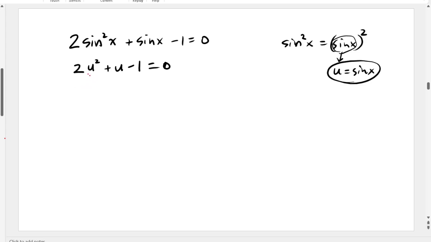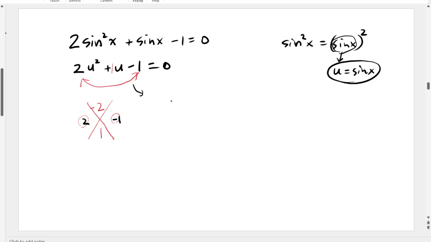We could do like the AC method. Let's do the AC method. The AC method says we multiply the very first and the last, which is -2. There's a 1 that's hiding in the front. So 1 is here, and we're looking for two numbers whose product is -2 and adds up to 1. What are those two numbers? I see, it's 2 and -1. 2 times -1 gives you -2. 2 plus -1 gives you 1.